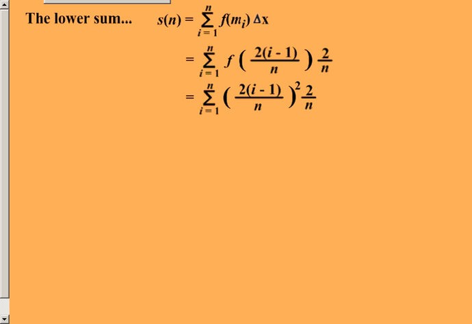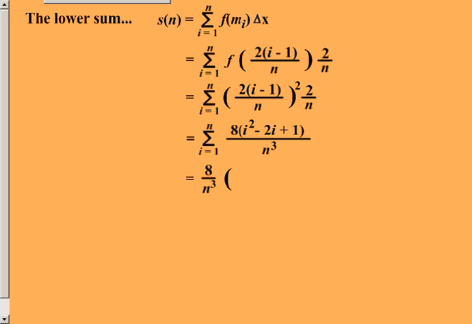Okay, so plugging into the function, well, the function was simply x squared. So we have this m sub i value, 2 times i minus 1 over n, needs to be squared because the function was x squared, times 2 over n. Okay, simplifying that polynomial mess a little bit and then running the evaluation of the summation of i to n.